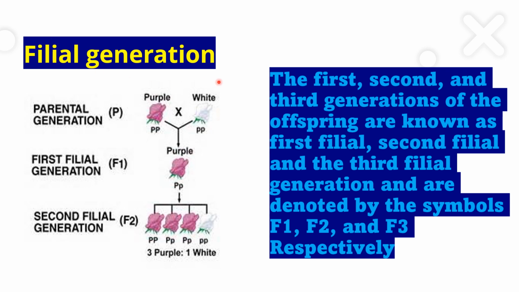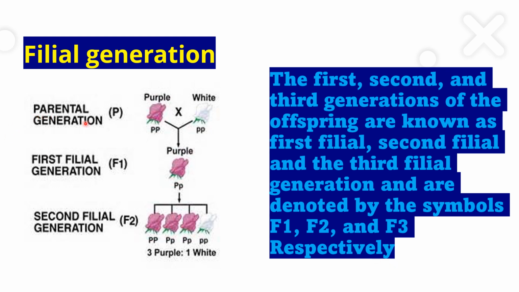Filial generation. The first, second and third generations of the offspring are known as first filial, second filial, and third filial generation and are denoted by the symbol F1, F2, and F3 respectively.